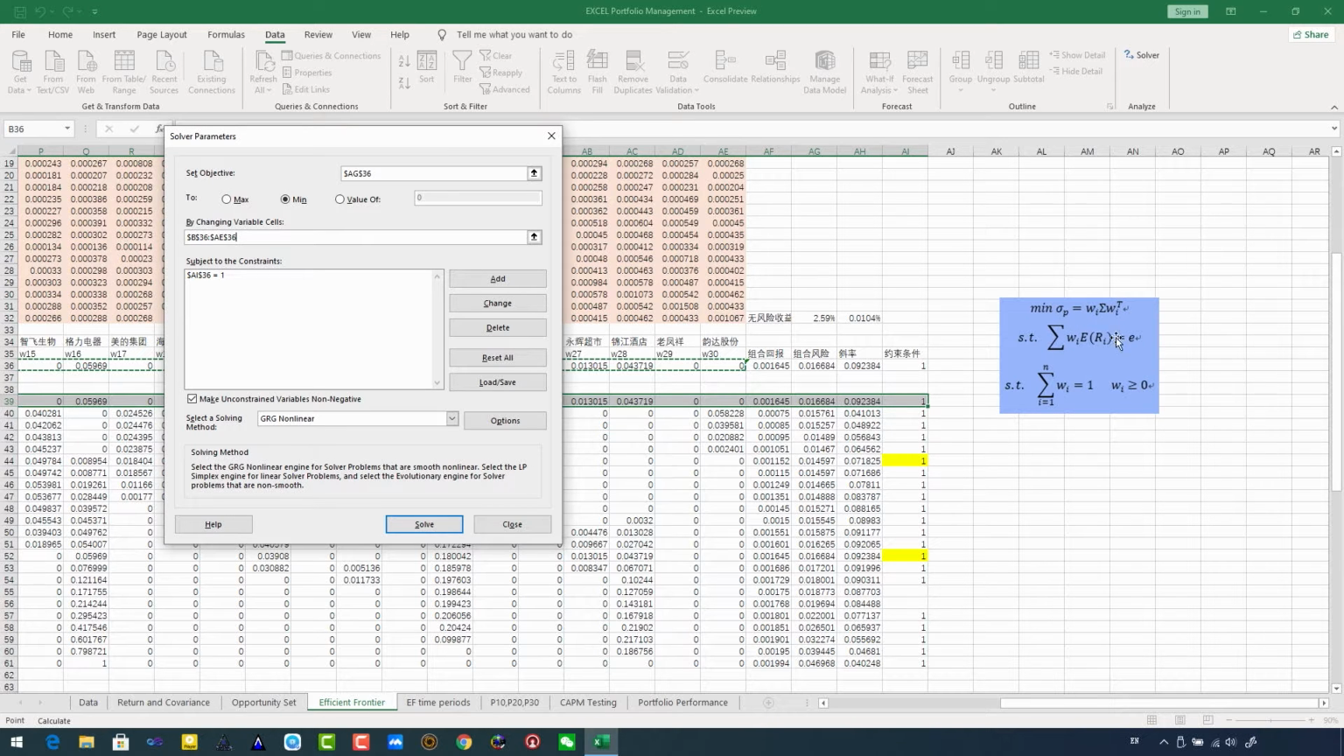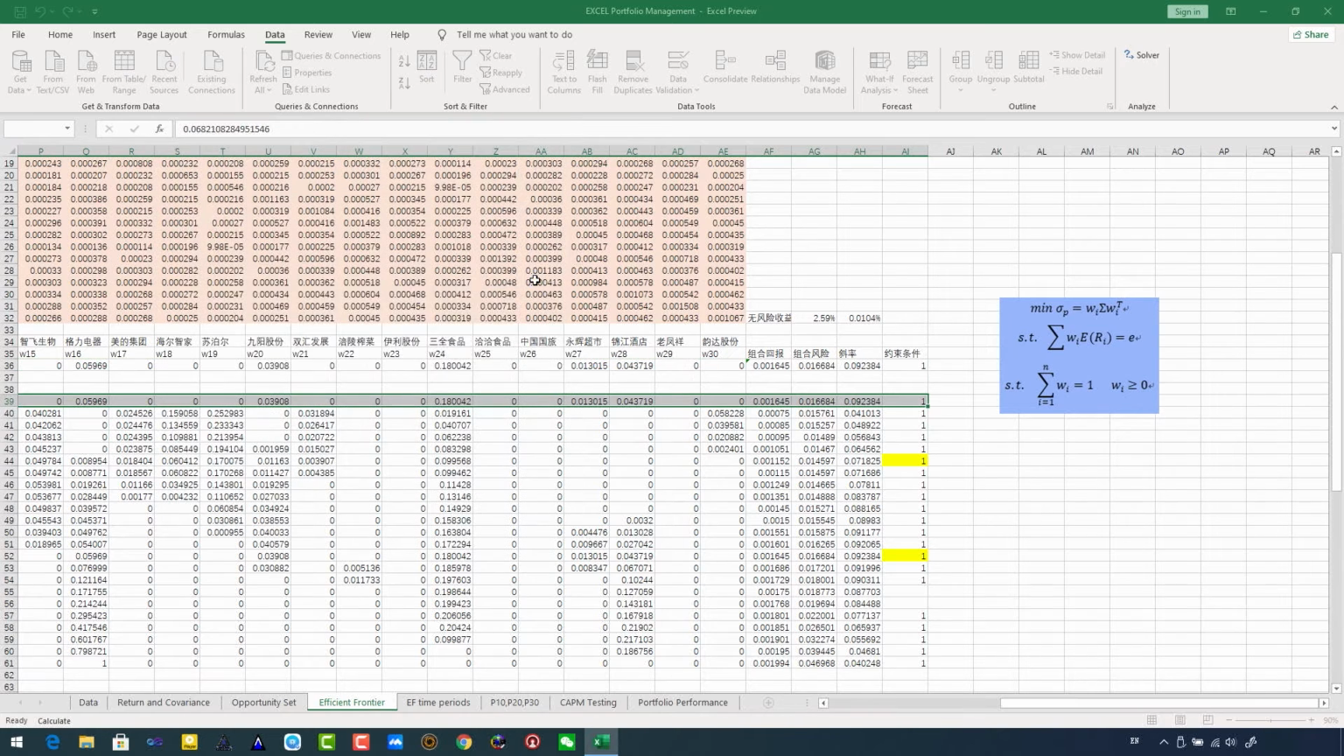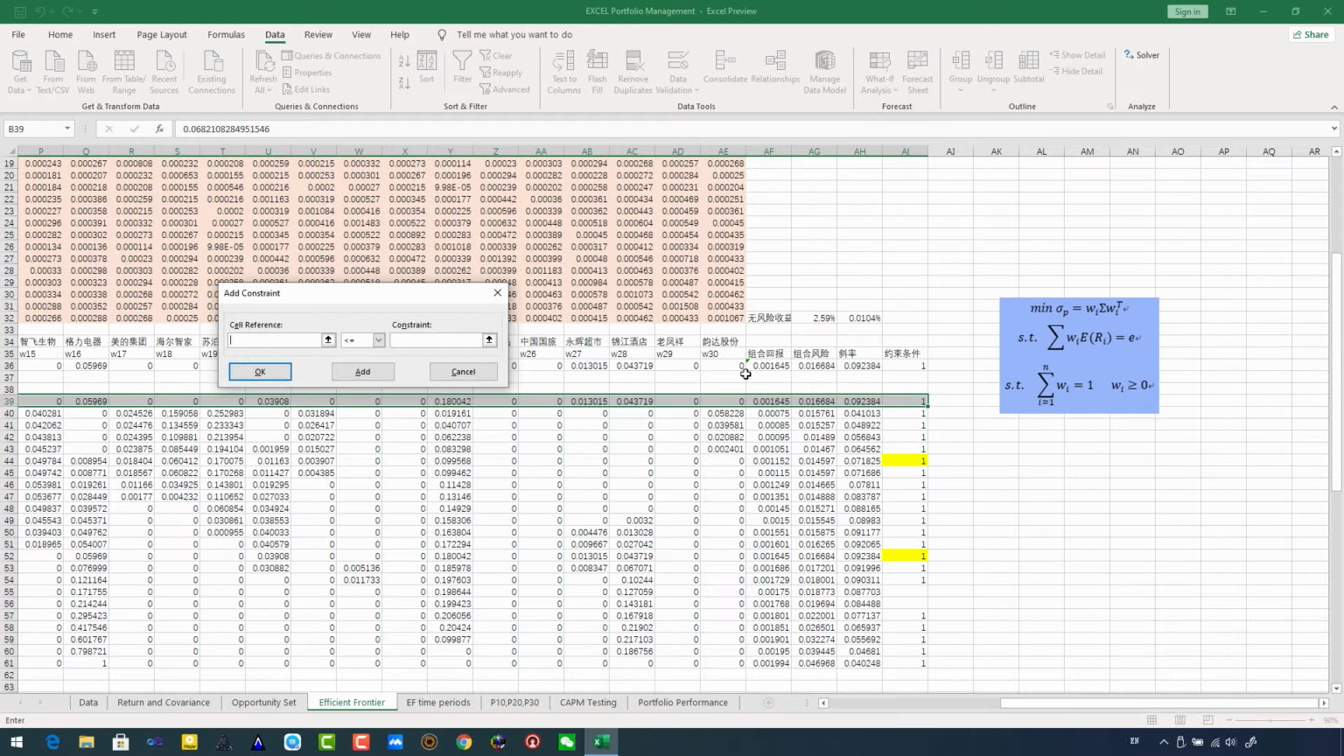Our portfolio return should equal what? Given the portfolio return, we want to minimize the risk. So here we need to add a constraint, and here we want the portfolio weight to equal what? This number is for you to give yourself. For the first one, I already calculated the largest slope we have, the return is 0.0016.